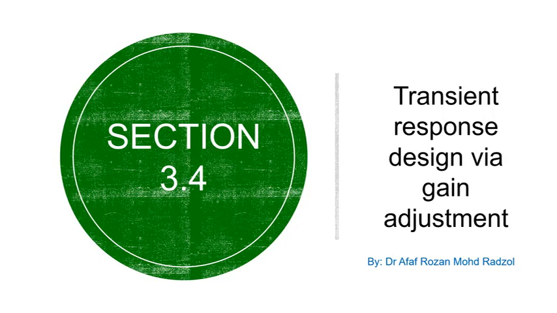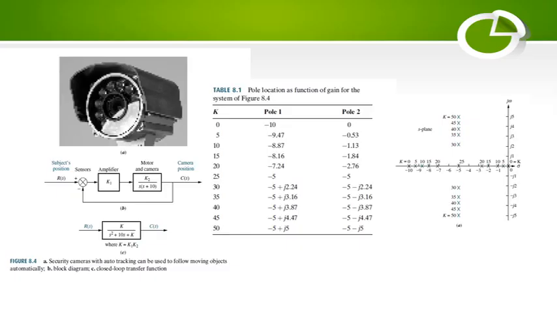The title of this section is Transient Response Design via Gain Adjustment. To illustrate the effect of gain adjustment on the system transient response, let us consider the surveillance camera control system used in the previous video. So this is the block diagram of the system, and this is the closed loop transfer function of the system, where K in the closed loop transfer function is actually the multiplication of the amplifier gain and also the motor gain.